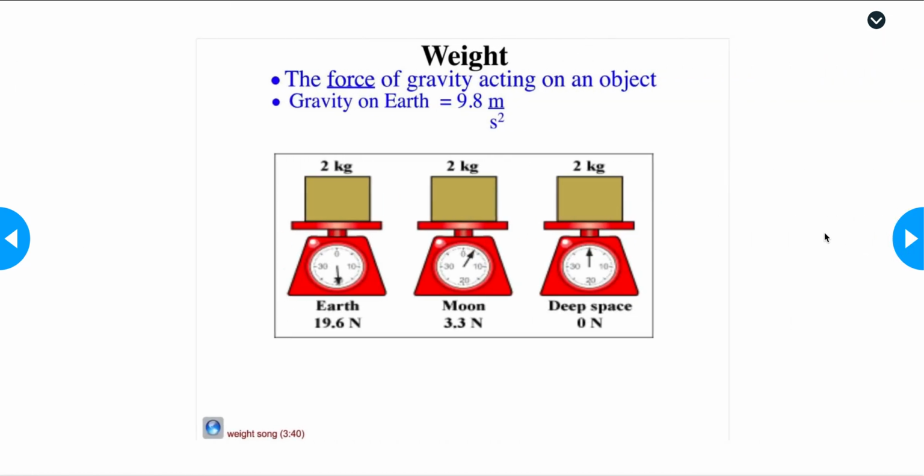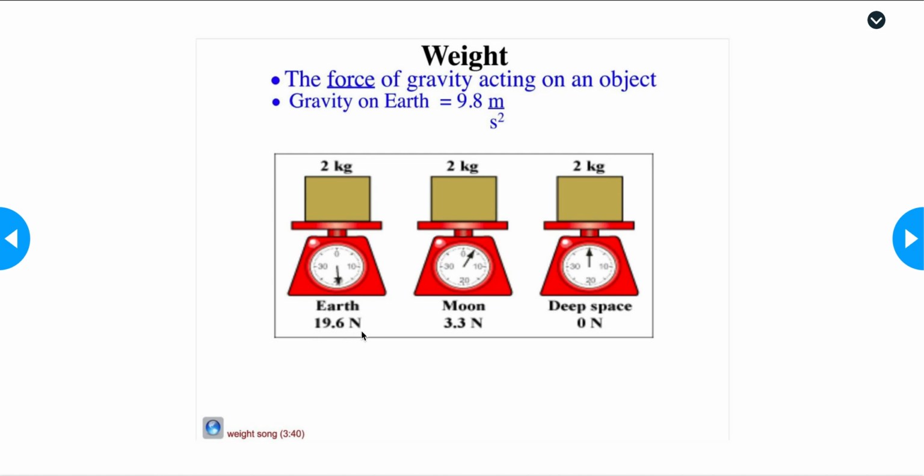Weight, on the other hand, is very different. Weight is the force of gravity acting on an object. On Earth, gravity has an acceleration of 9.8 meters per second squared. So if we have a block that has a mass of 2 kilograms, which tells us the amount of matter in the object, then on Earth it will have a weight of 19.6 newtons.